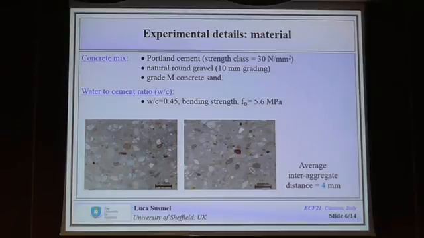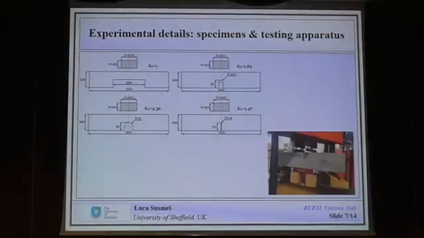Because in the end, to understand what's going on, we don't need the microscope, because the macrostructure is enough for us to link what's going on in the material to our predictive approach. And with a bit of patience, we also measured the average interaggregate distance, and it was equal to about 4 millimeters.